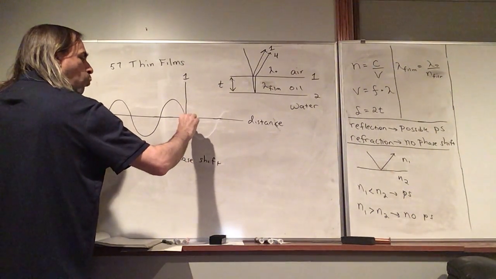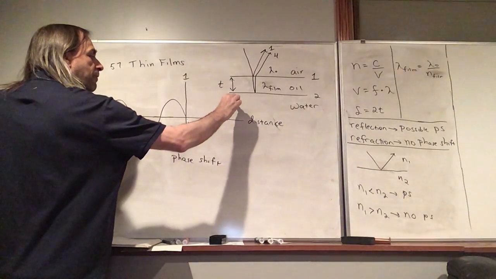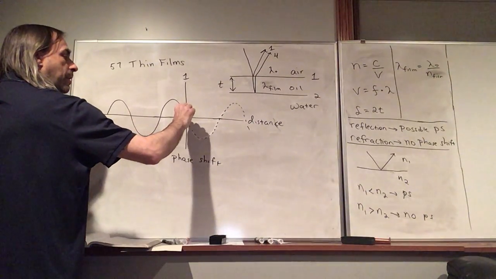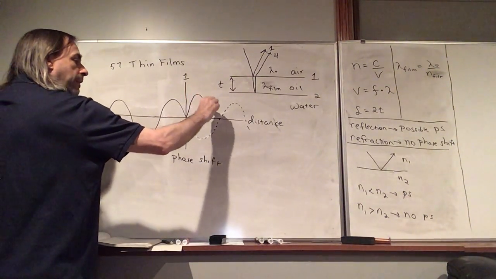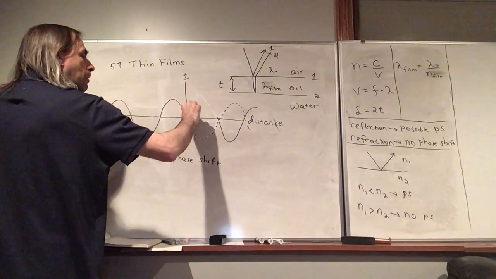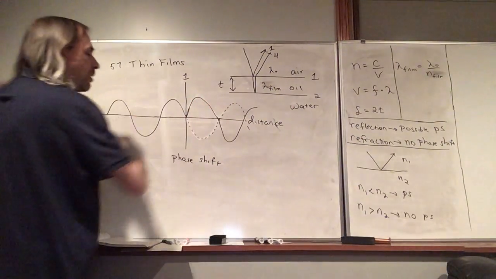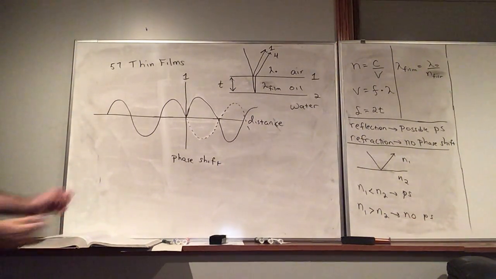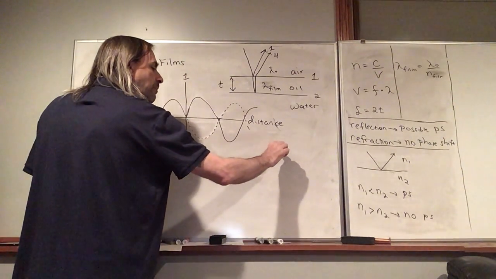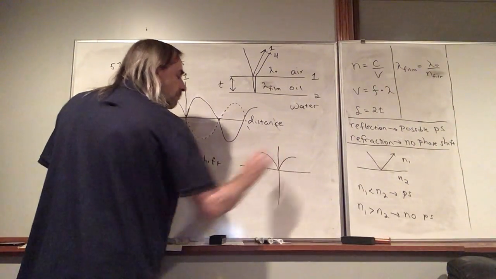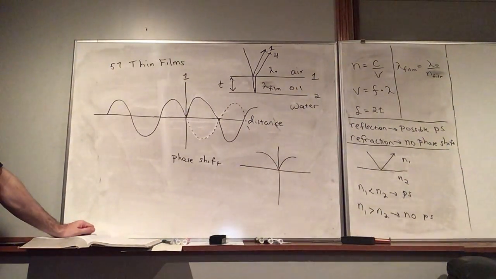The reflected wave would have looked like this if there was no phase shift. But again, a 180-degree shift would make it look like this. With a phase shift, it's going to look like this. Now, the only relevant part of this graph we need is just this part right in here, so we could redraw it like this. So that's what we get with a phase shift.